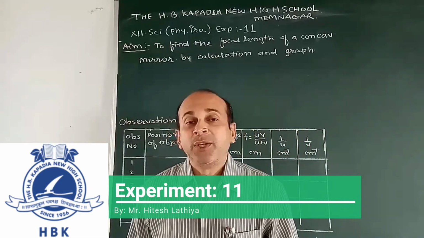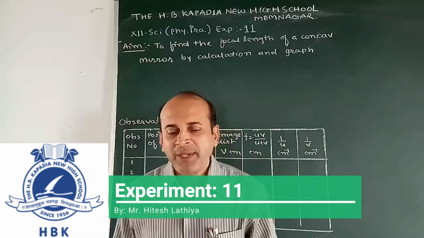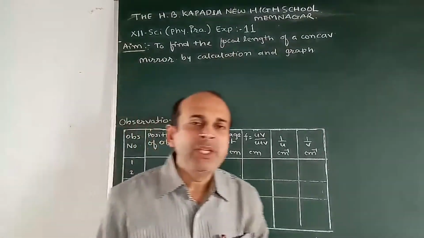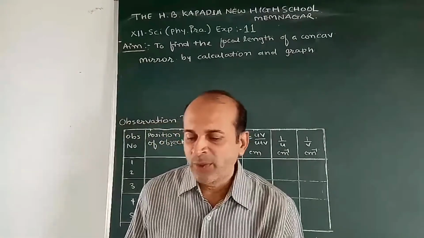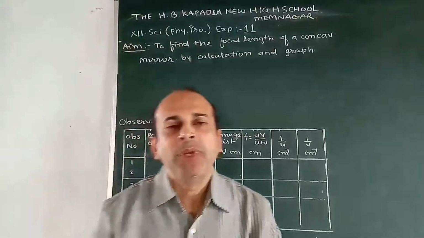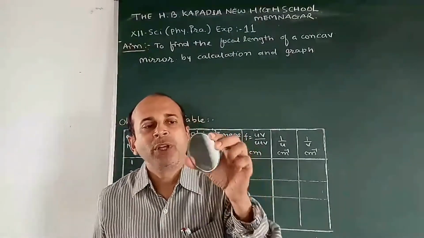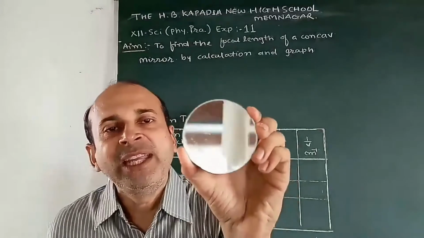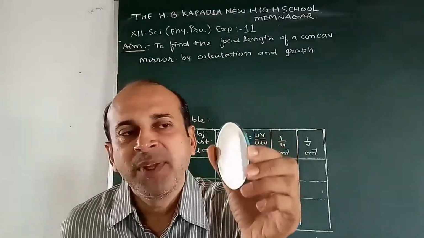Okay, let me start the new experiment. Experiment number 11. Our aim is to find the focal length of a concave mirror. A concave mirror is one whose outer convex side is coated while the inner side is reflecting.